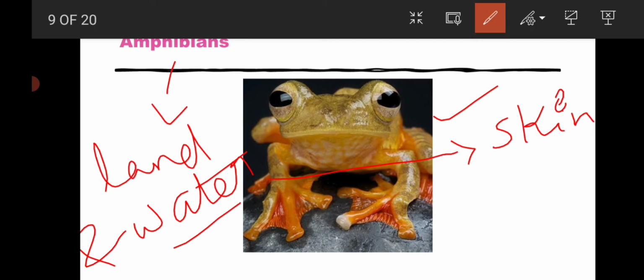So they have some holes in their skin that make it possible to breathe when the frog is in water. You can also see the front legs of the frog are webbed here. So all four legs are webbed to swim in water.